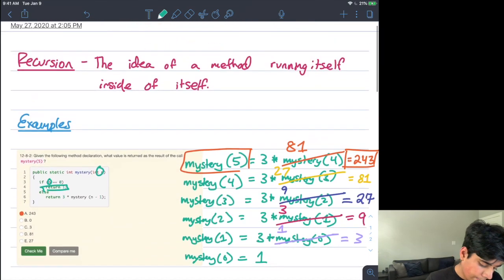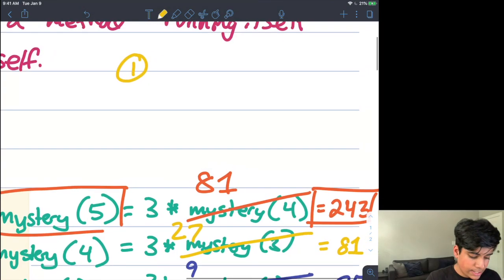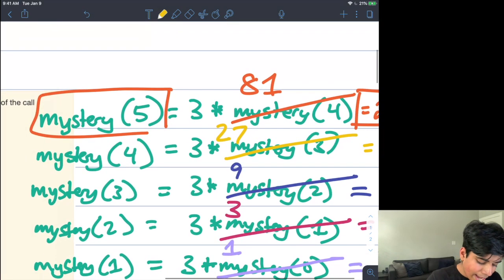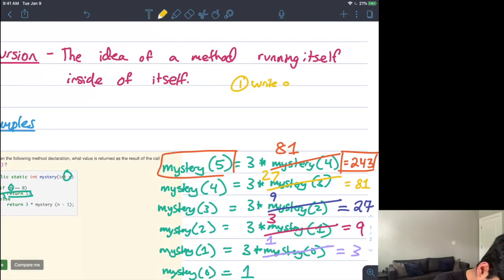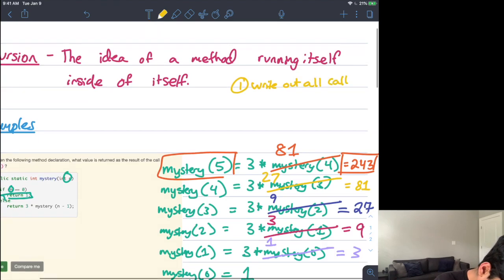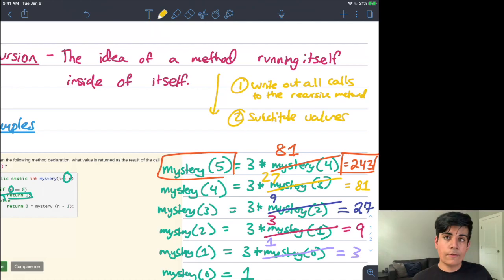So I'm actually just going to write this up here in kind of a step form. So step number 1 is going to be find or write out all of your calls right over here. So write out all calls to the recursive method. And then step number 2 right over here is going to be substitute values. Those are your 2 steps in order to solve the problem.